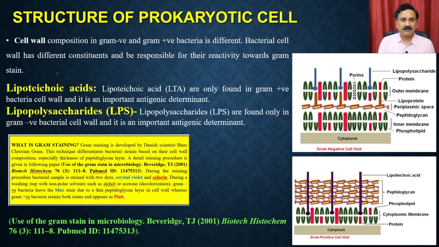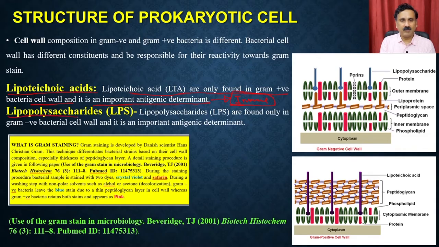Apart from that, the cell wall also has lipoteichoic acid. So apart from the peptidoglycan layer, you also have lipoteichoic acid present in the cell wall. Lipoteichoic acids are only present in the gram-positive bacterial cell wall, and they are an important antigenic determinant. That's why our immune system works against lipoteichoic acid, and it produces a response.